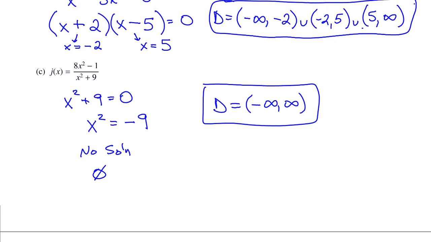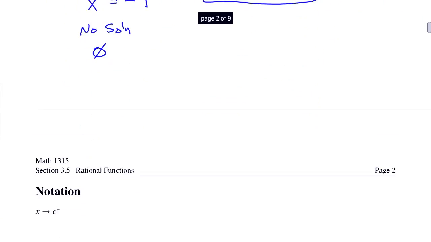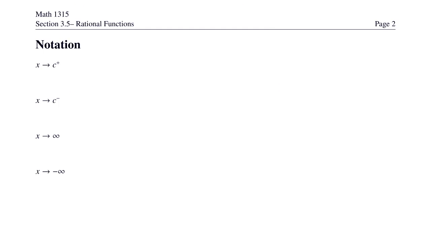All right, let's look at page 2. And we need to show you some notation for dealing with how x approaches certain numbers. The first piece of notation is x approaches c, and then you'll notice a superscript of a positive sign. That means x approaches c from the right side. So this is x approaches c from the right, and it's the right side of c.